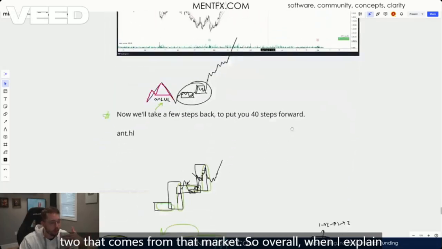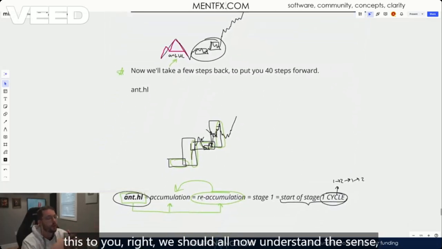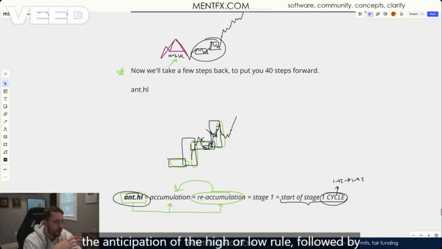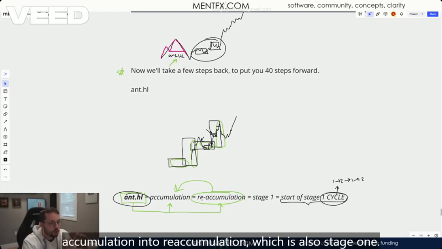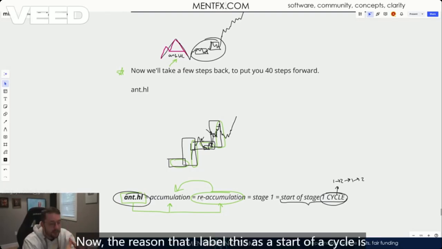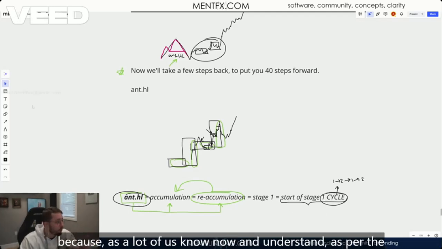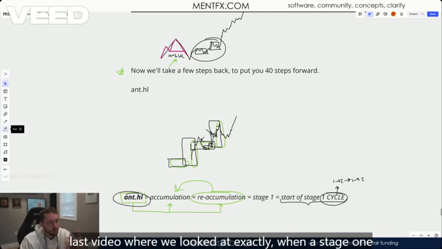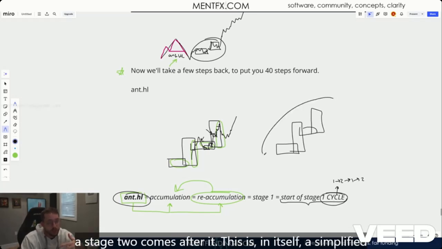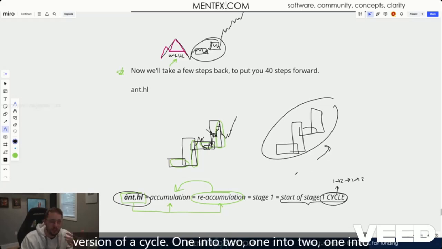So overall, when I explain this to you, we should all now understand this is how accumulation actually begins. You have the anticipation of the higher low rule, followed by accumulation into reaccumulation, which is also stage one. Now, the reason that I label this as a start of a cycle is because, as a lot of us know now and understand, as per the last video, look at examples. When a stage one occurs, a stage two likely comes after it. Stage one occurs, a stage two comes after it. This is in itself a simplified version of a cycle. One into two, one into two, one into two.